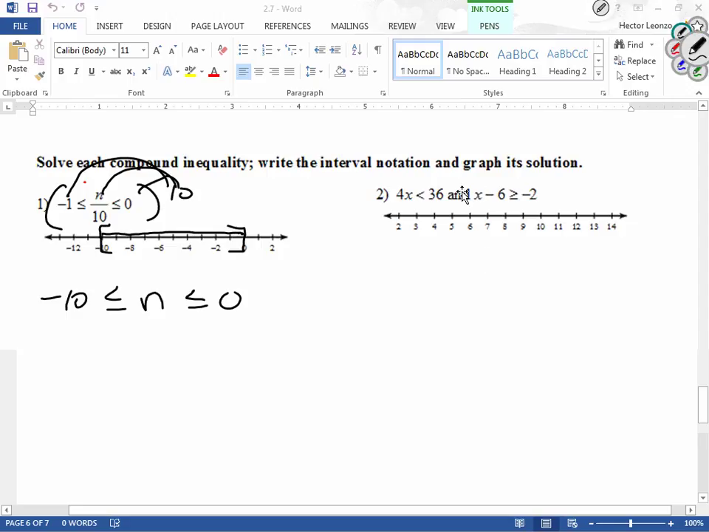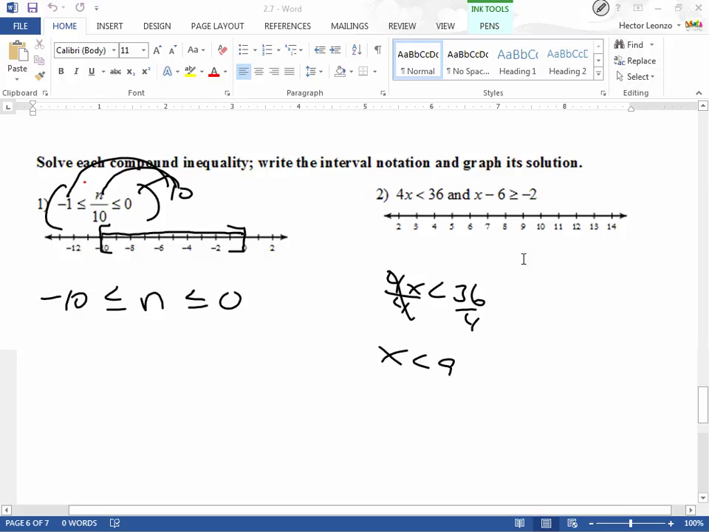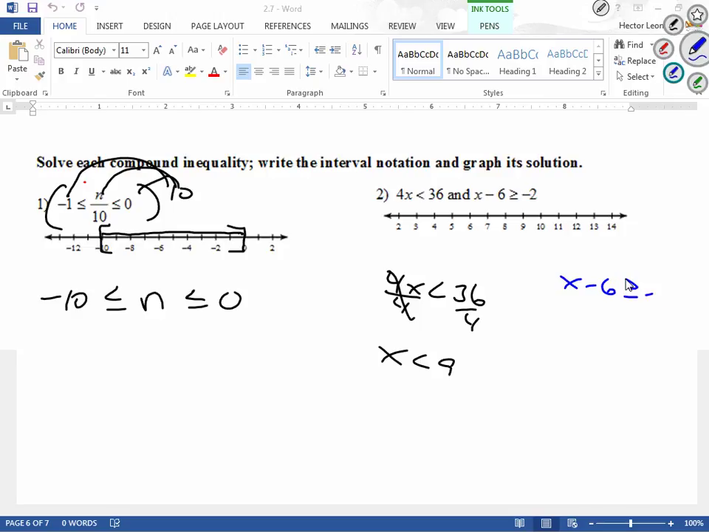Now let's take a look at this other one. First, I'm just going to look at 4x is less than 36. I'm just looking at that. I have to divide each by 4. So x is less than 9. All right, I'll come back to graph that in a minute. Let me take a look at the other inequality. X minus 6 is greater or equal to -2. Let me add 6, so I get that x is greater or equal to 4.